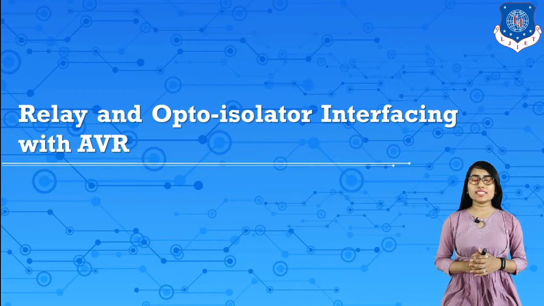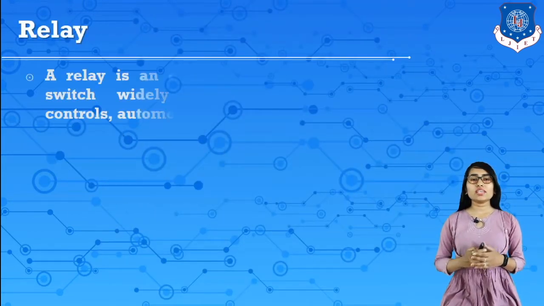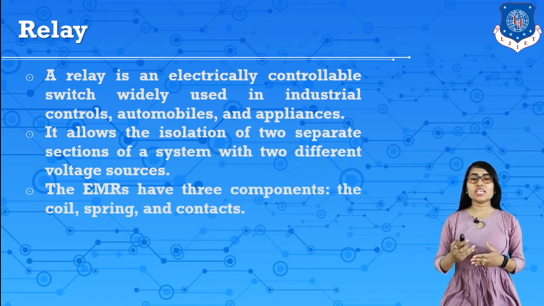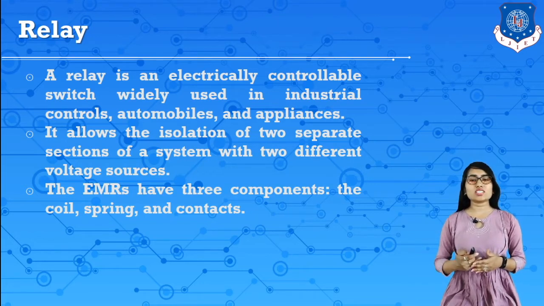Today we will discuss relay and opto-isolator interfacing with AVR. So let's start with a relay. Relay is basically an electrically controllable switch widely used in industrial controls, automobiles and appliances. It allows the isolation of two separate sections of a system with two different voltage sources.